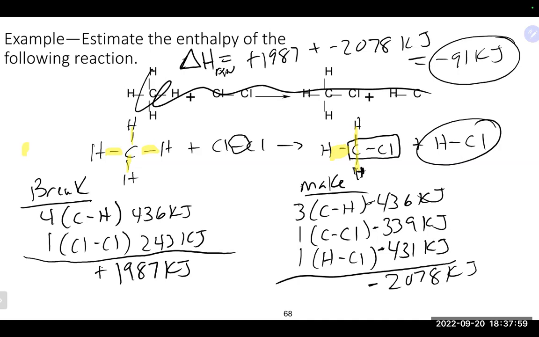Any questions on that? A variation of this calculation is that sometimes people will say you broke 4 bonds on the left but made the same 3 bonds on the right, so that's a net difference of 1. You could do that as well for the carbon-hydrogen bonds.